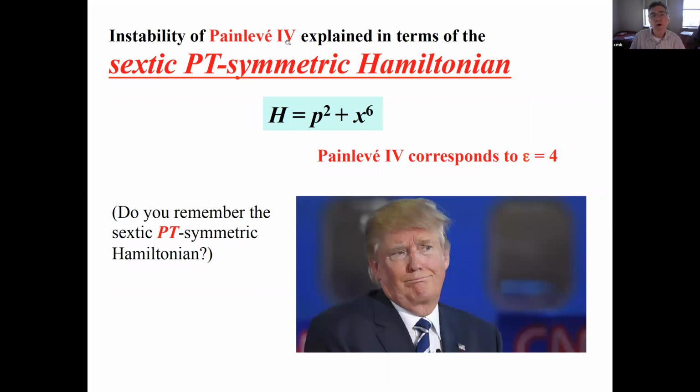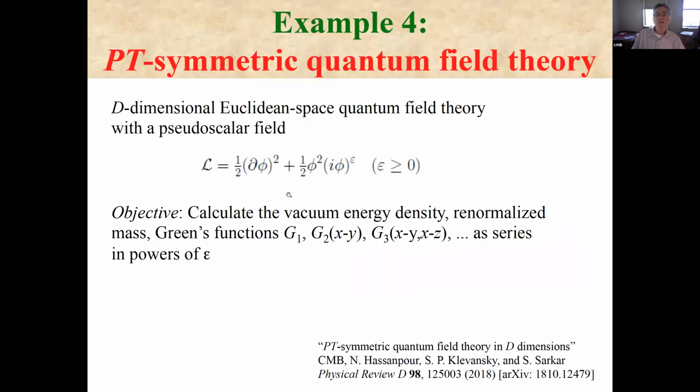And Painlevé 4 is explained in terms of the sextic PT-symmetric Hamiltonian, which corresponds to epsilon equals 4. Okay, so one last example. How does PT-symmetric quantum field theory work? I'll just say a few words about it before I quit, just very few words.